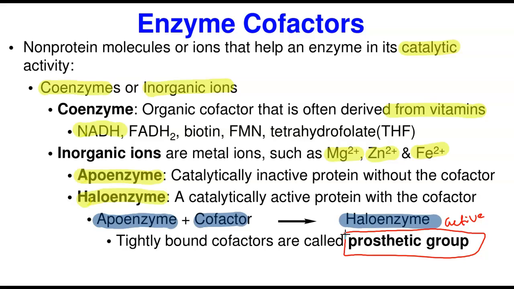However, some of them are not always bound. Some of them are only there when the enzyme needs to do its catalytic activity. However, some other ones, like the heme, are always intimately bound to what? The hemoglobin, for it to be able to do its job as an oxygen carrier.